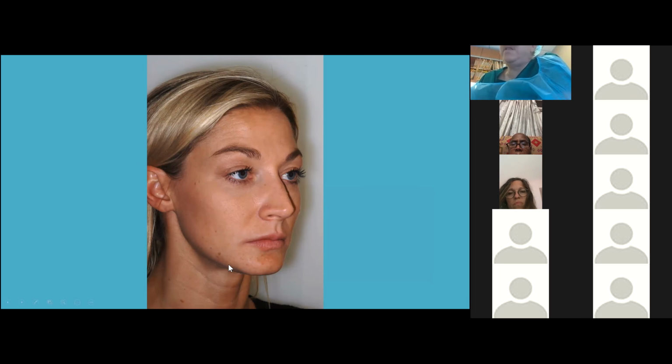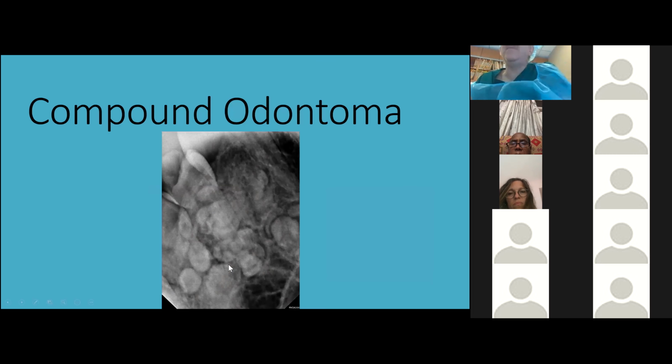Much improved aesthetics. Compound odontoma is another type of benign tumor. These are known as rice teeth. You can have multiple small teeth that are formed with this tumor. You can have as many as 50 or 60 small teeth.